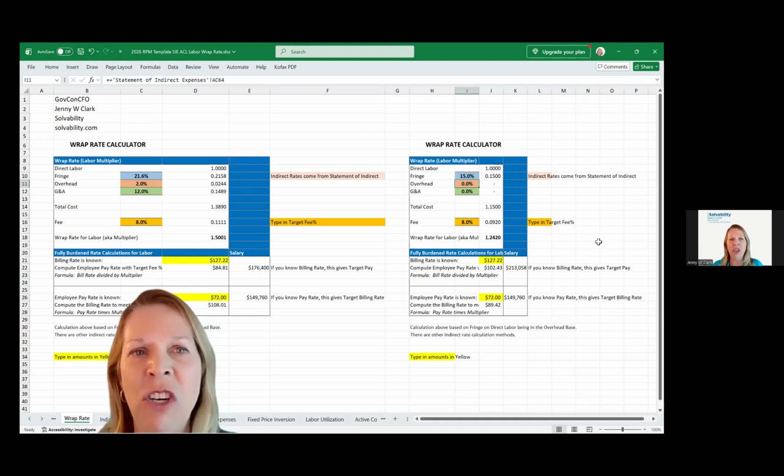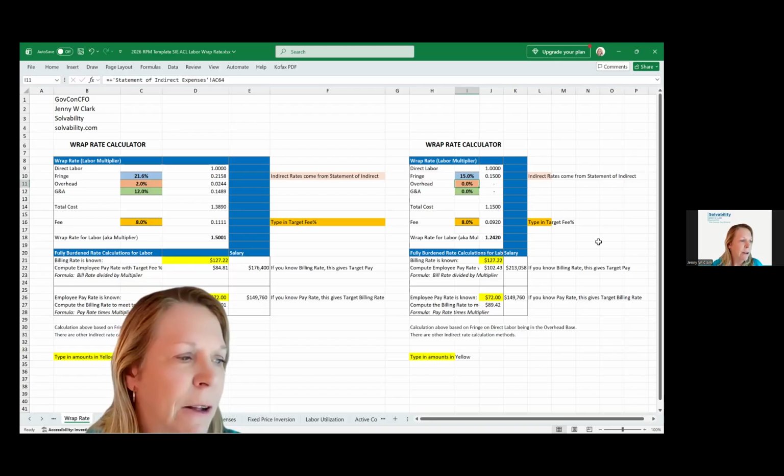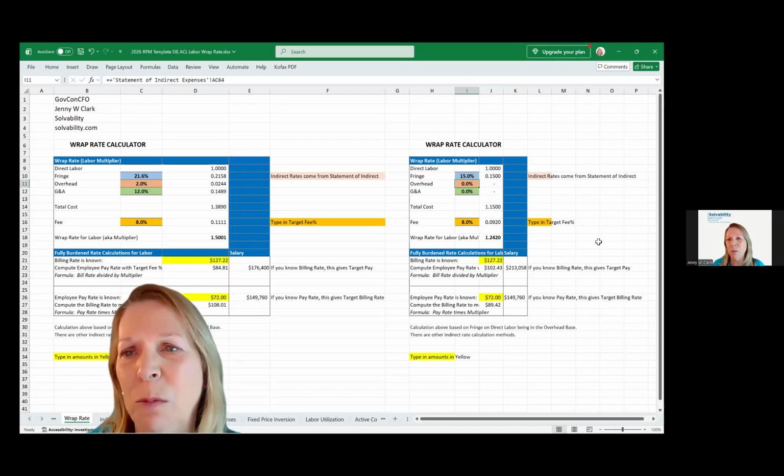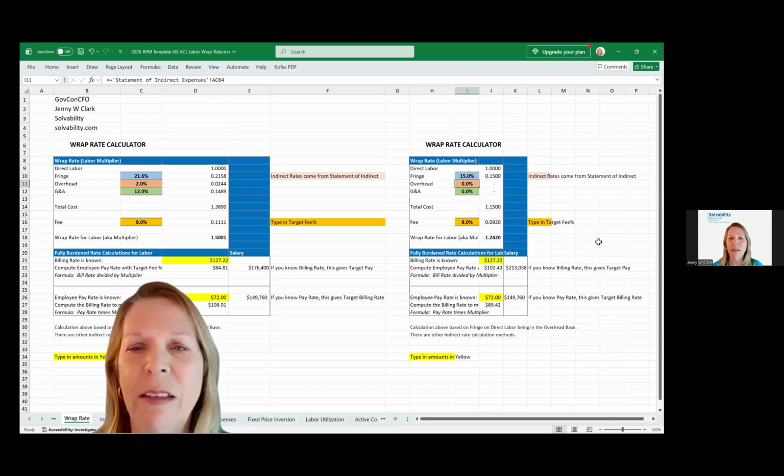Overhead, I have no idea what to charge to overhead. So I asked around and talked to people, and Jenny said 2%. I have no idea. I'm just going to pop 2% in here.